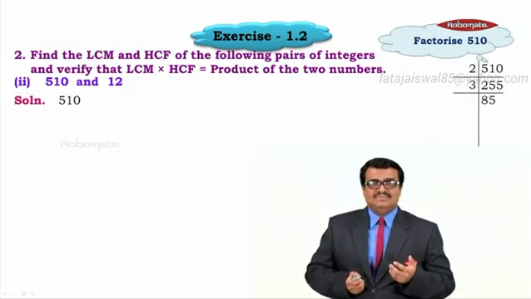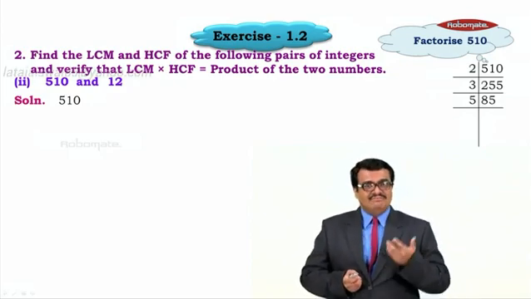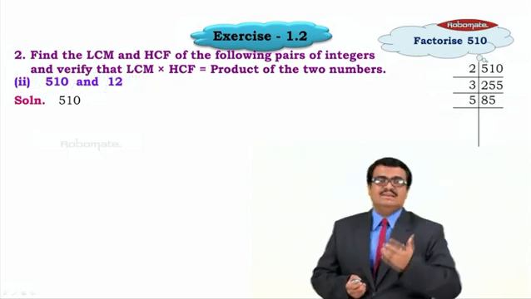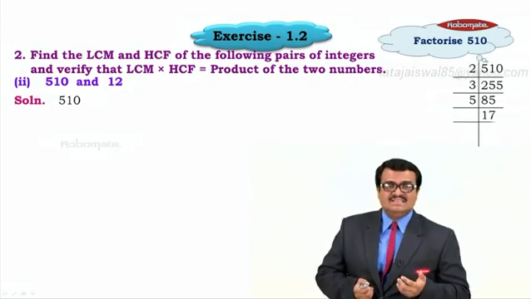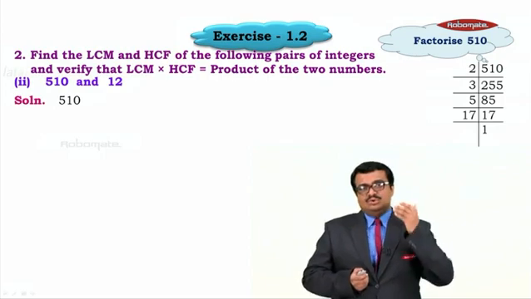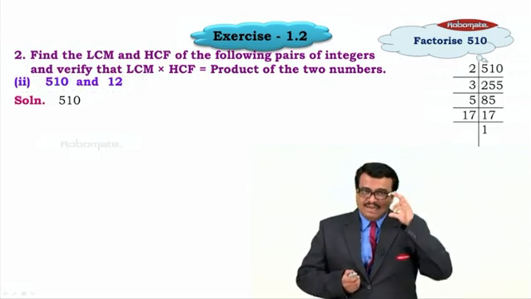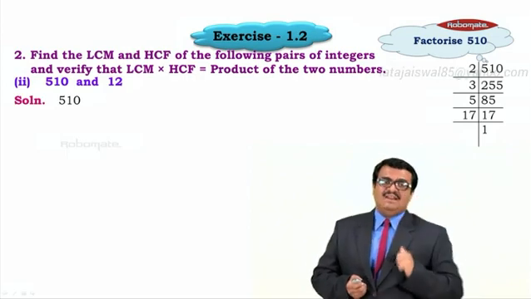We'll divide it by 3. 3 85s are 255. Now again we'll divide by 5 because it is not divisible by 3. So 5 17s are 85 and 17 1s are 17. Okay. Now what you got in this column, 2, 3, 5 and 17, these are all prime factors, and if you multiply all these numbers you will get back that 510.